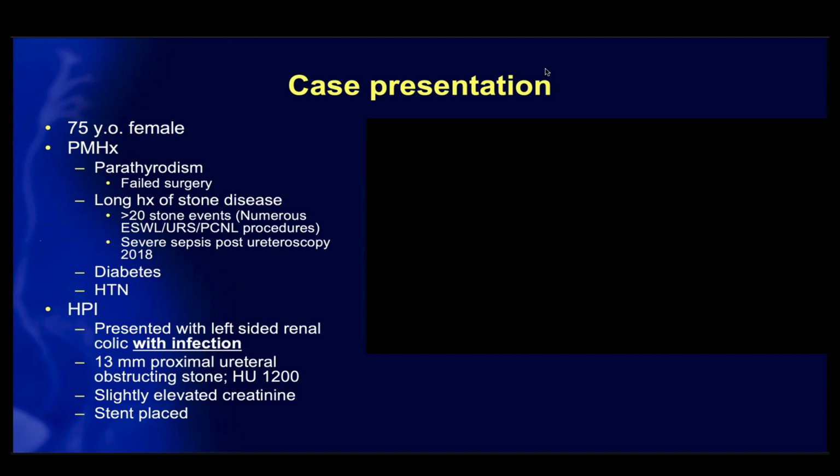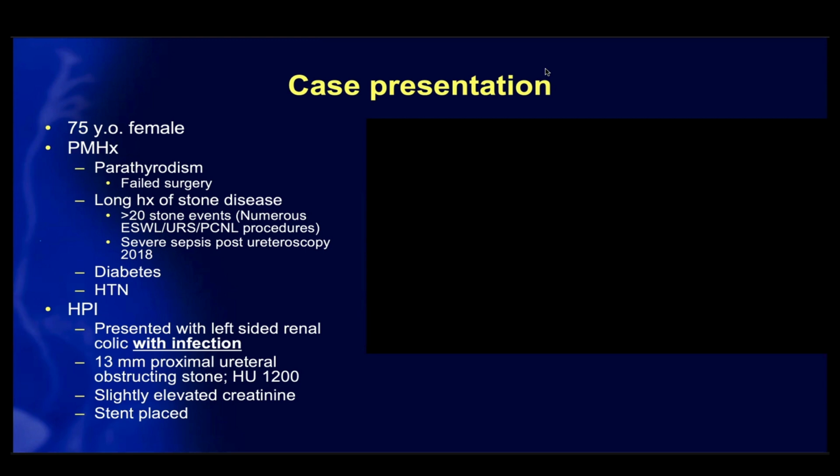This is a 75-year-old female that I just treated on Monday. I previously had treated her. She has hyperparathyroidism. She had surgery, but it failed, so she's being treated medically, with a long history of stones. In 2018, she came in with pyelonephrosis. They put up a stent, and then they sent her to me, and I operated on her in 2018.